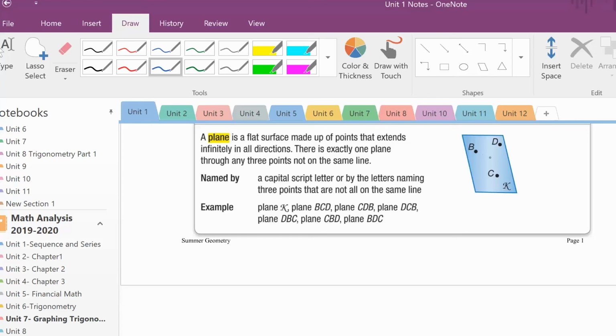Any three of those letters will give you the plane. Some things to think about that are planes, like the desktop is a plane or a wall is a plane. So there's plenty of planes in our real world.